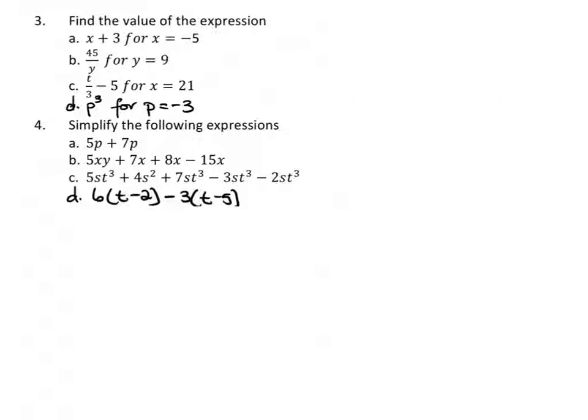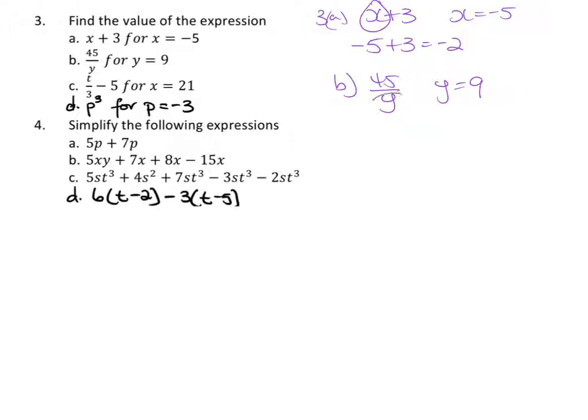3a. We have x plus 3 and we want to substitute x equal minus 5. So where we see x, we're going to replace it with minus 5. So we'll get minus 5 plus 3, which will give us minus 2. 3b. 45 over y, and we have that y is equal to 9. So we're going to replace the y with 9. So we get 45 over 9 is equal to 5.